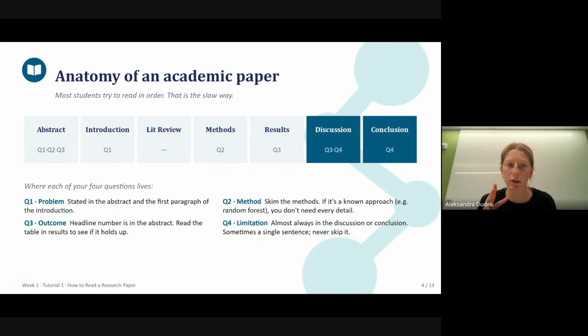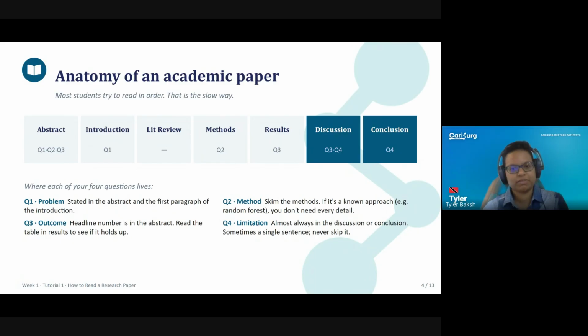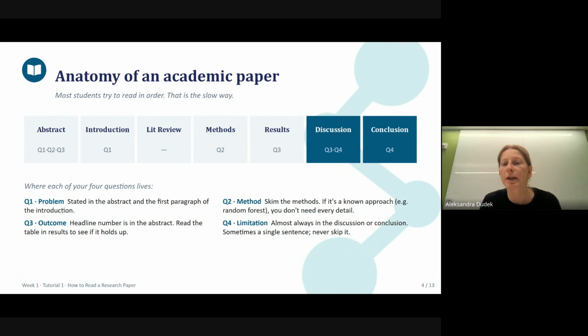As a reminder, our 1 is our problem, our 2 is our methods, and our 3 is our outcomes. We're missing limitations, which we'll find towards the end of the paper in the discussion and conclusion. Yeah, exactly, you're missing the limitations. And so it's important to understand what those limitations are. What is the scope in which the findings of this paper can be applied?